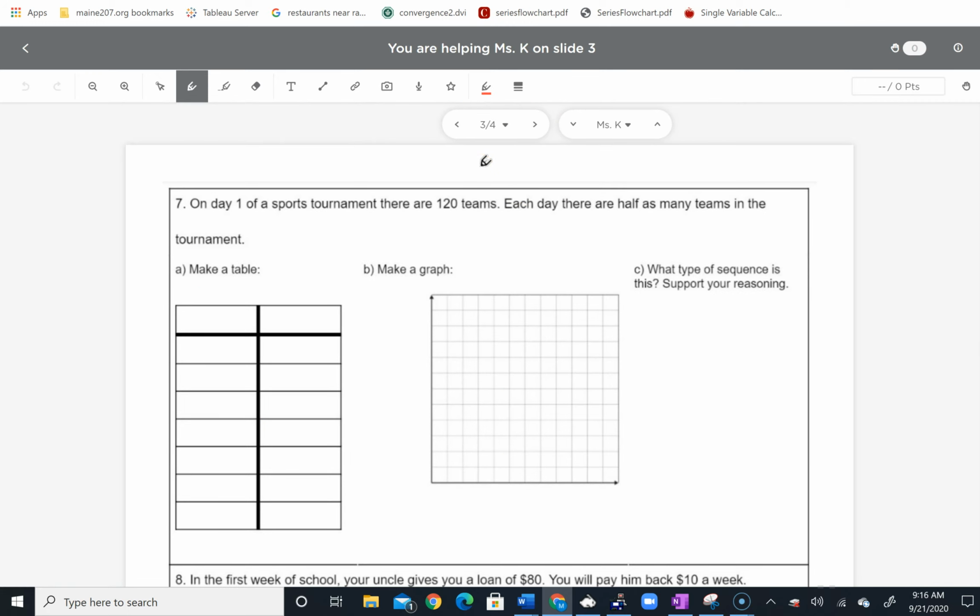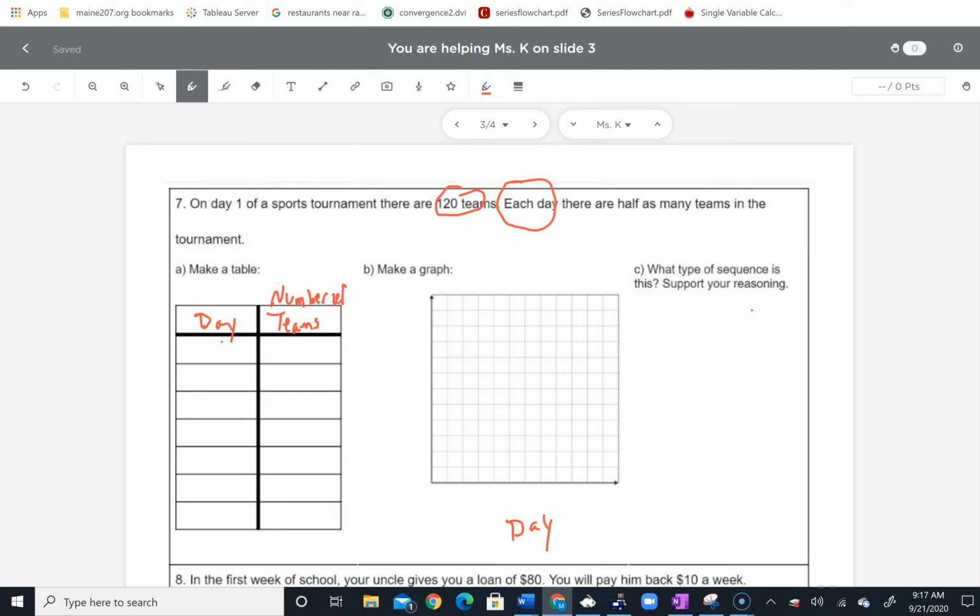So real quickly, let's jump over here to number 7. It says, on day 1 of a sports tournament, there are 120 teams. Well, here is a very friendly phrase. The word each very, very frequently will tell you what your input is. So, we know we're going to have a day. By the way, you can have your X label for your graph labeled immediately. But what are we really measuring? Well, we're measuring teams. So we can say the number of teams is something that we've got right here.